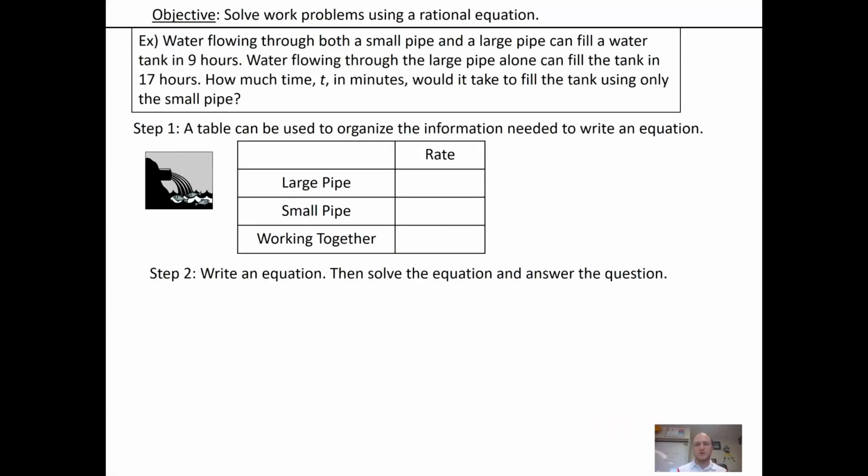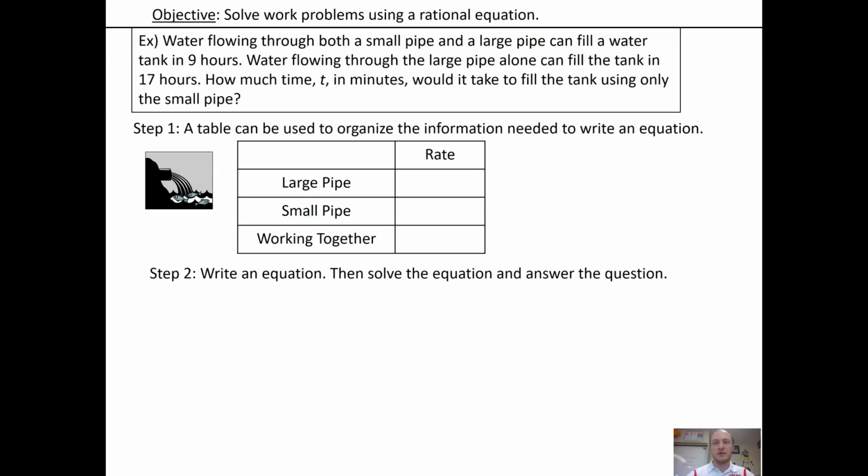Example number one says water is flowing through both a small pipe and a large pipe, and can fill a water tank in 9 hours. Water flowing through the large pipe alone can fill the tank in 17 hours. How much time t in minutes would it take to fill the tank using only the small pipe?